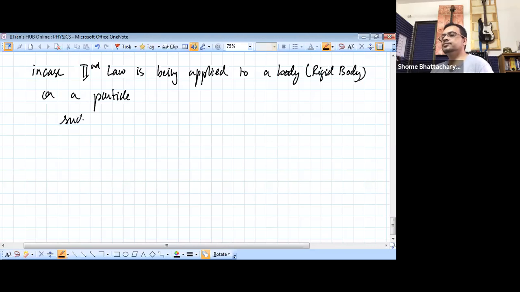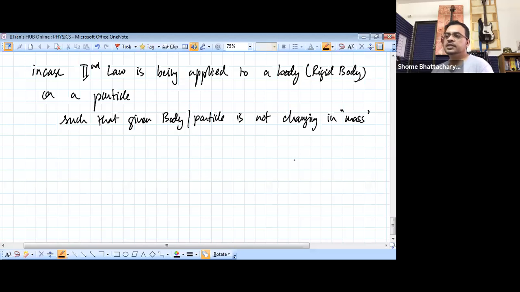such that the given body or particle is not changing in mass. That is, neither mass is being added to it nor is its mass disintegrating. So that means when we talk about the linear momentum, P is equal to m into v, here m is constant.